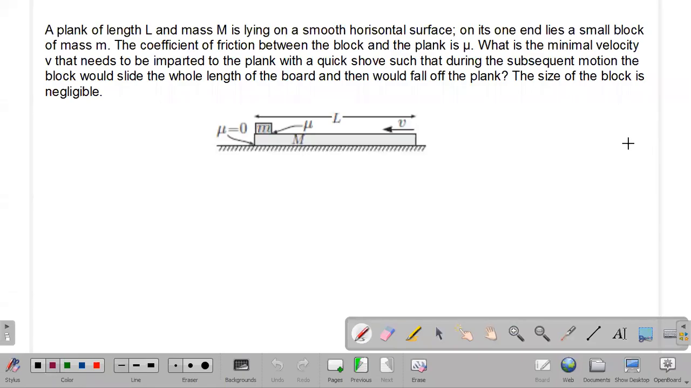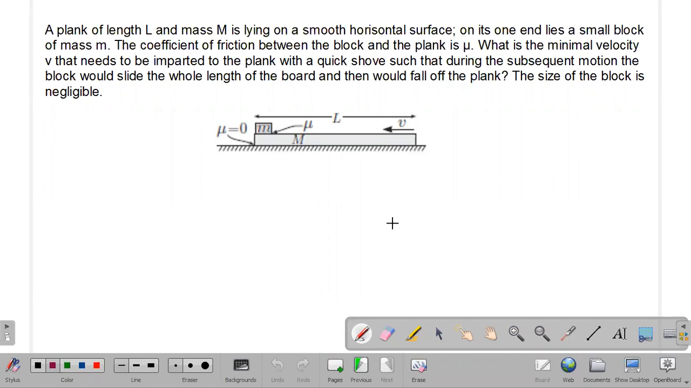Hello students, this is the second problem for the day from the chapter of Newton's laws and frictional forces, application of the frictional forces. In this figure, we have a mass small m which is placed on a plank of mass capital M of length L. The horizontal surface is frictionless, that is mu equal to 0, but there is a friction force between the mass small m and capital M denoted by coefficient of friction mu.